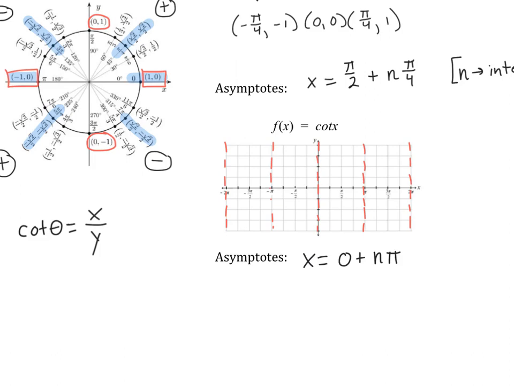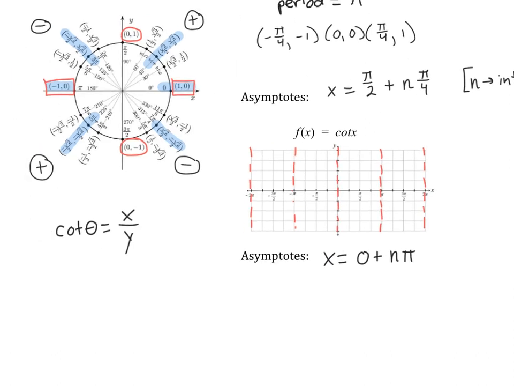So from here, let's see if we can plot some points. We know this is where an asymptote was. So let's plot pi over 4, 1. That would be right here. And then we have pi over 2, 0, because 0 over 1 is 0. And then here we have 3 pi over 4, negative 1. And then at this point, we reach another asymptote, which means our period is complete. And then we would start repeating that same pattern in each new region.